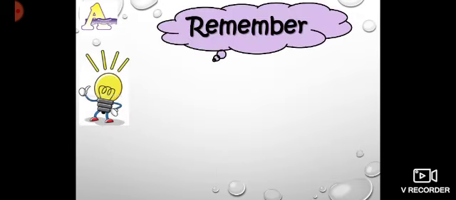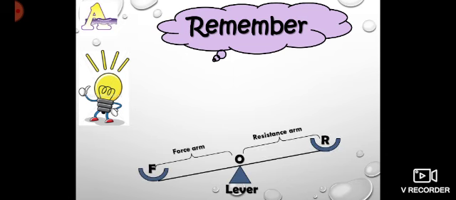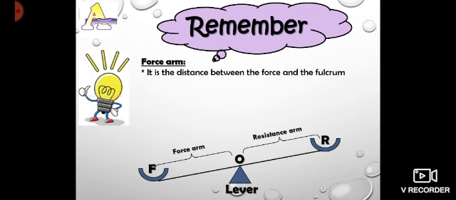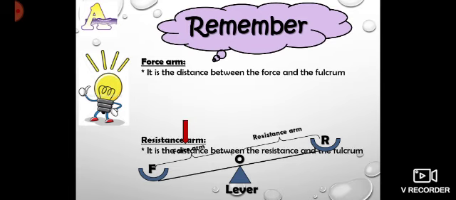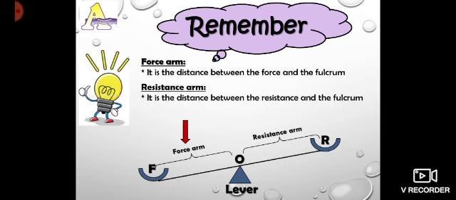Now we have a very important thing to remember. If we have a lever, as you can see in the figure, we must know the force arm. The force arm is the distance between the force and the fulcrum. And the resistance arm also. It is the distance between the resistance and the fulcrum.